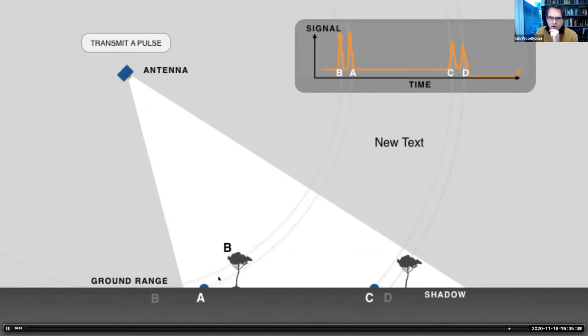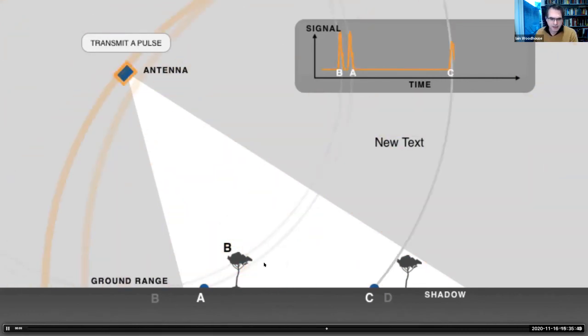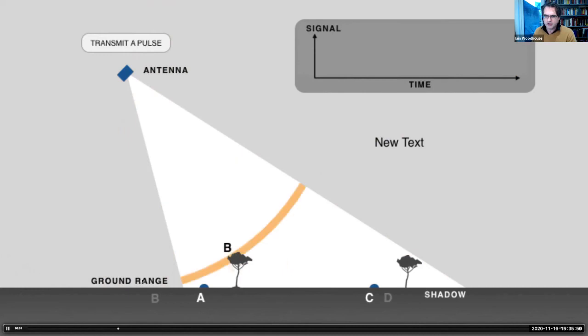45 degrees incidence angle is actually quite large. For a satellite system, you're probably closer to 20 to 30 degrees. And so in fact, a 20-meter tree will actually look even longer on your image.